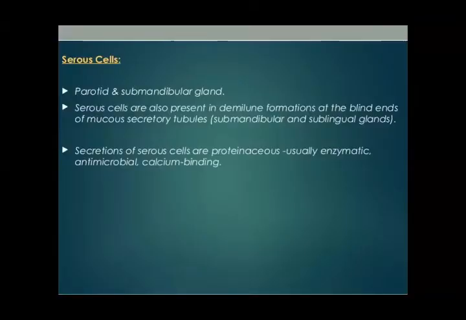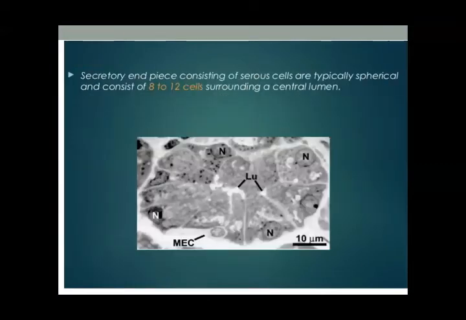Serous cells predominate in the parotid gland and are also present in the submandibular gland. Serous cells are also present in demilunes at the ends of mucous secretory tubules. Secretions of serous cells are proteinaceous, usually enzymatic, antimicrobial and calcium binding. What will the secretions of serous cells be? Proteinaceous, usually enzymatic, antimicrobial, calcium binding secretions. Secretory endpieces consisting of serous cells are typically spherical, and they consist of 8 to 12 cells surrounding the central lumen.